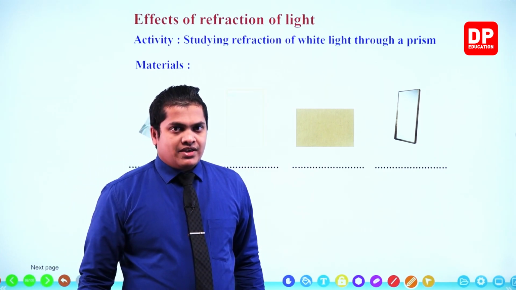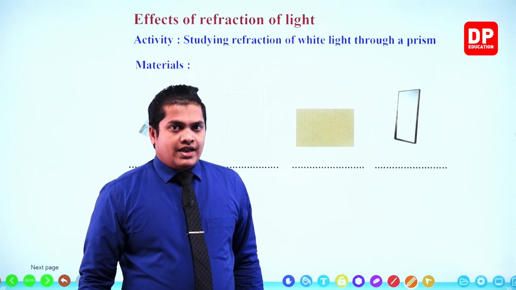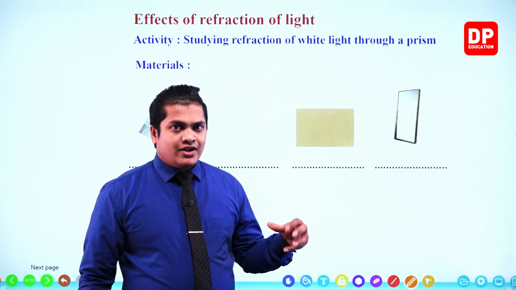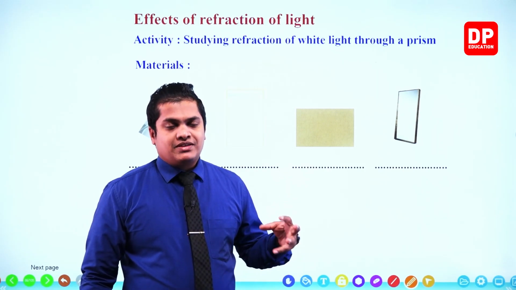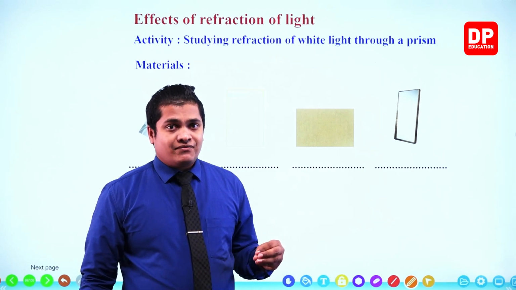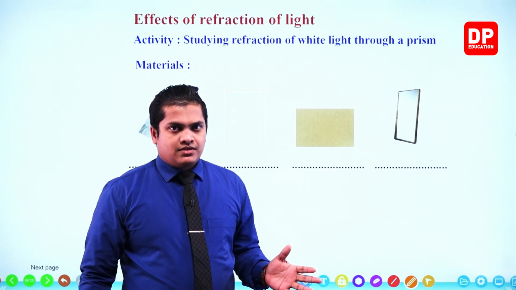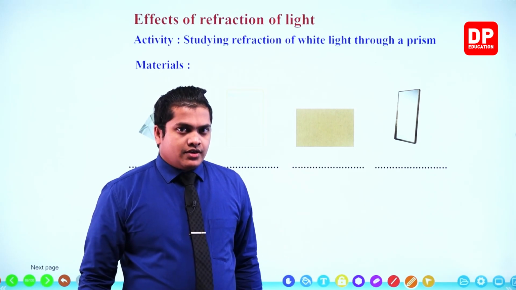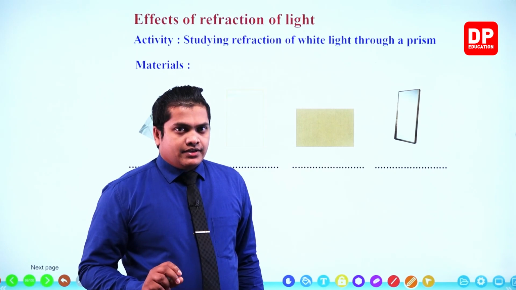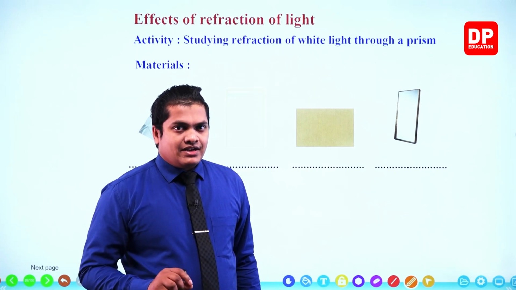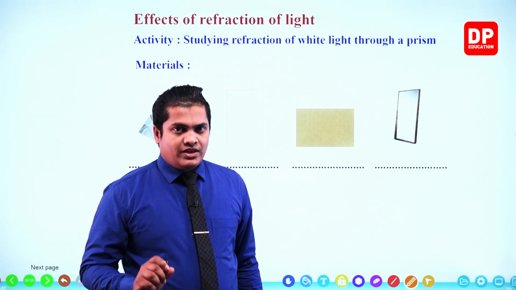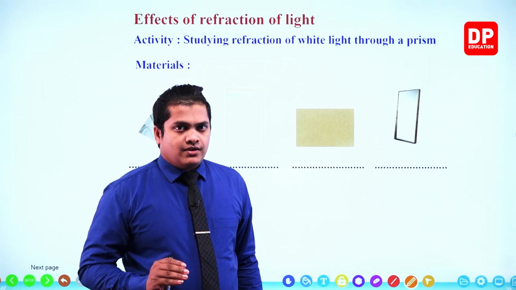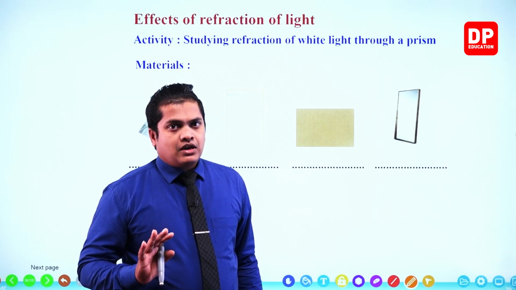You know what we mean by a prism, right? Like in the kaleidoscope, right? Here the entire surface is made into that kaleidoscope shape or the prismatic shape, right? And it is made up of transparent glass. So here we are going to direct a beam of white light. White light means sunlight. We are going to direct sunlight towards the prism, and we are going to observe what is going to happen with that light.